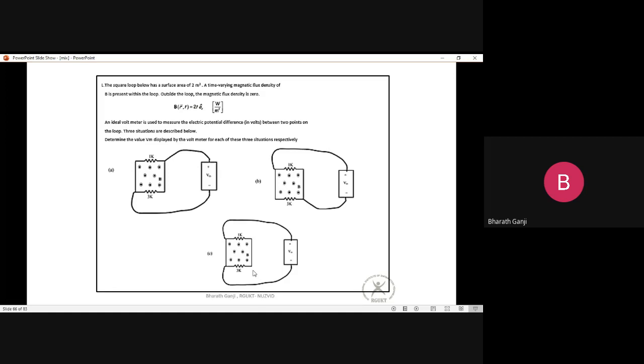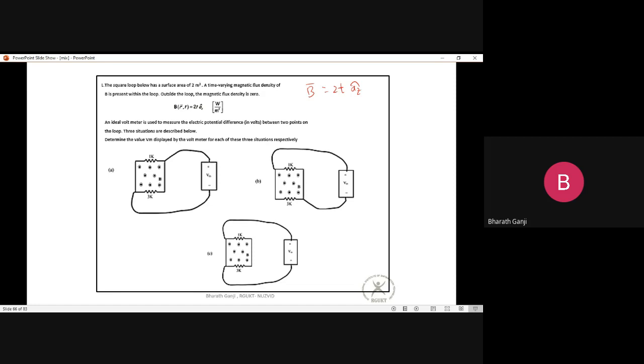I think in the last class we were solving this problem. The problem says there is a square loop with a magnetic field of 2t az cap. The field is coming out of the board, and it is increasing with time. If the field is coming out and increasing, then in order to oppose it, Lenz's law or Faraday's law says that the EMF, or the current, will be developed in such a way that it opposes the change.